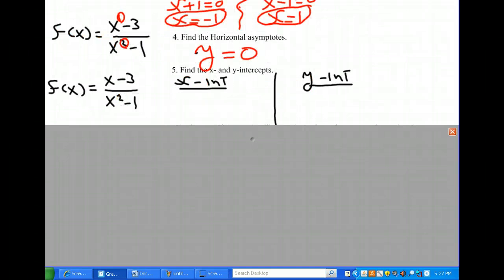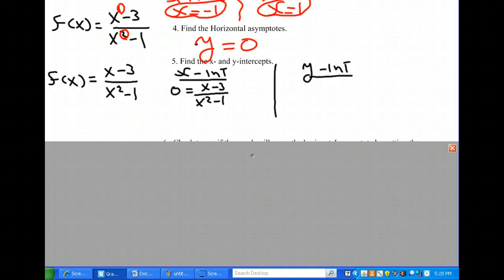So our next step is to find the x and y intercepts. If you might remember, the x-intercept is simply when y is equal to 0. So if we set our function equal to 0, we get 0 equals x minus 3 over x squared minus 1. If we multiply both sides by x squared minus 1, we get 0 equals x minus 3, which means x is equal to 3, and that is our x-intercept.